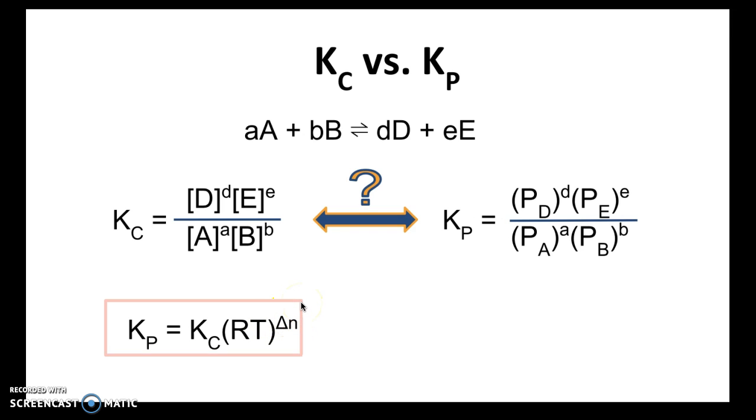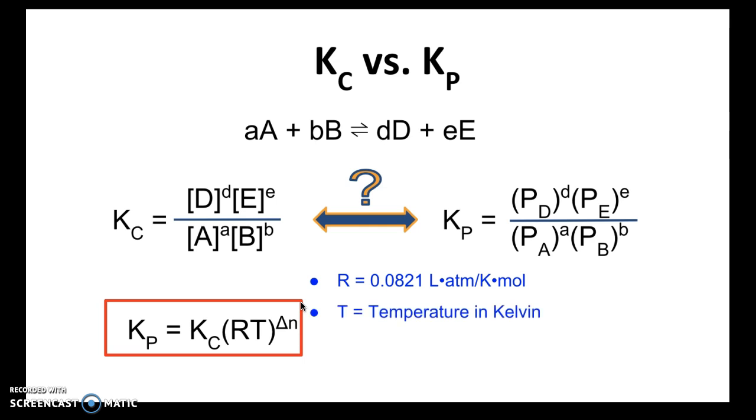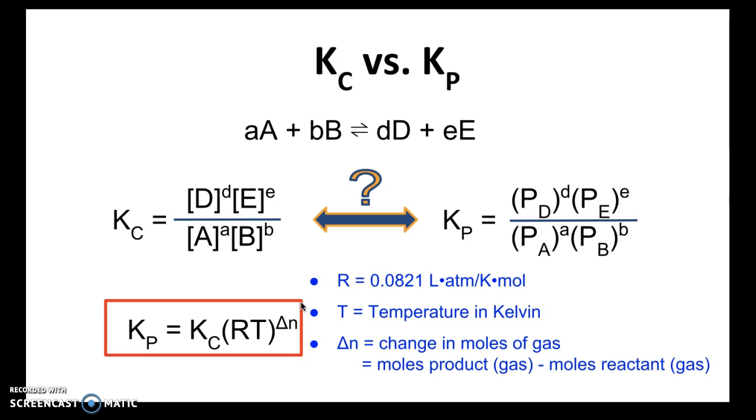So what are the R and the T, etc.? R is the gas constant, and that should make sense because we're dealing with gases here. T is the temperature in Kelvin, and n is the change in moles of gas. That's super important. Basically, it's the moles of product in gas form minus the moles of reactants in gas form. So let's say you have a liquid or aqueous substance, you can't include that in the change in moles. Anything that's a gas you can include.